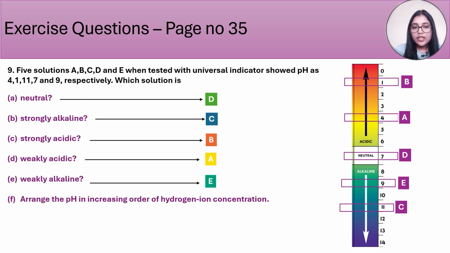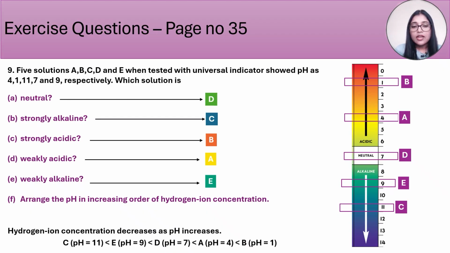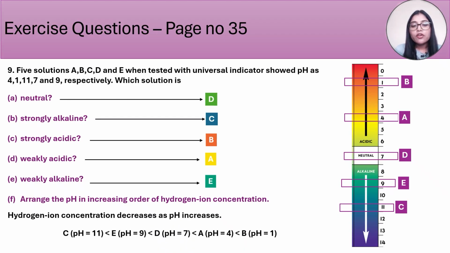If I have to arrange these pH in increasing order of hydrogen ion concentration, I should know that hydrogen ion concentration decreases as the pH increases, because acids release hydrogen ions, so they are on the top and they have lower pH. As we are going down, the pH is increasing. So I can order as C, E, D, A and B.